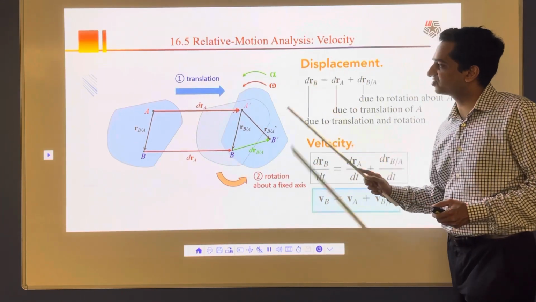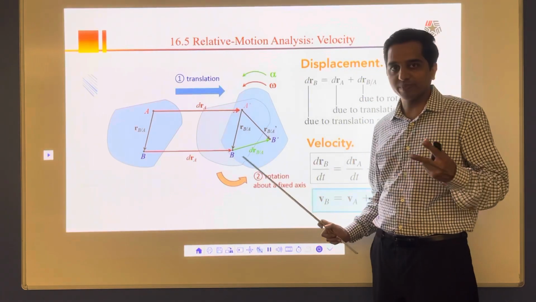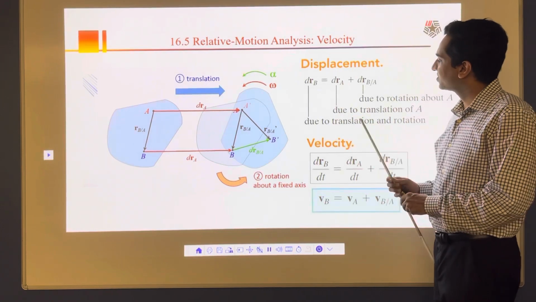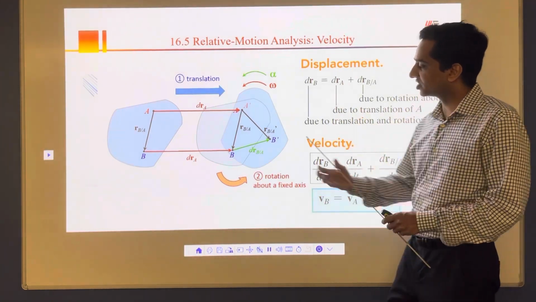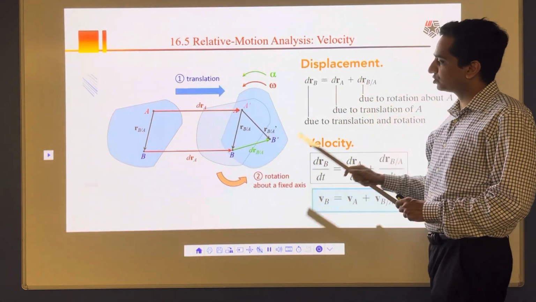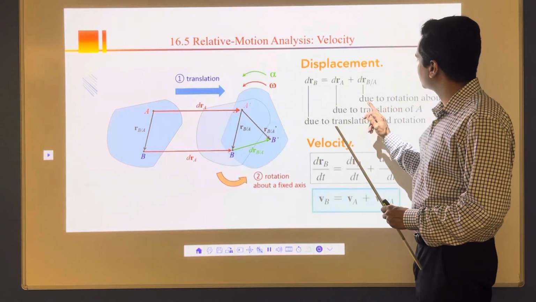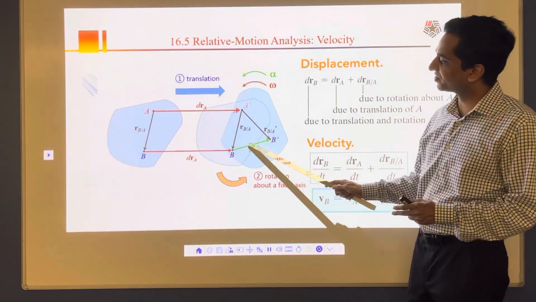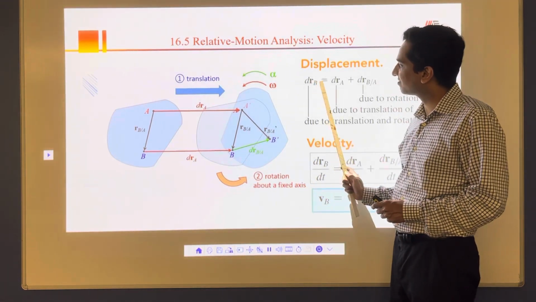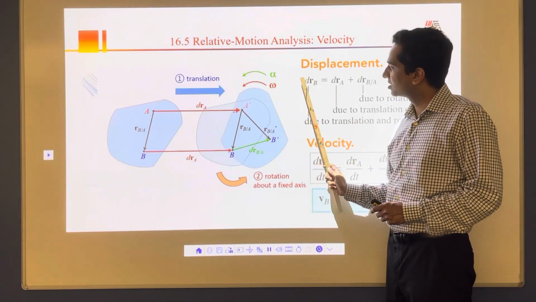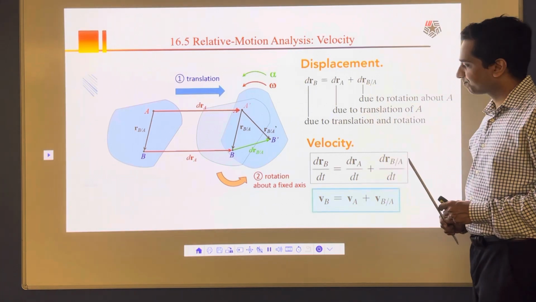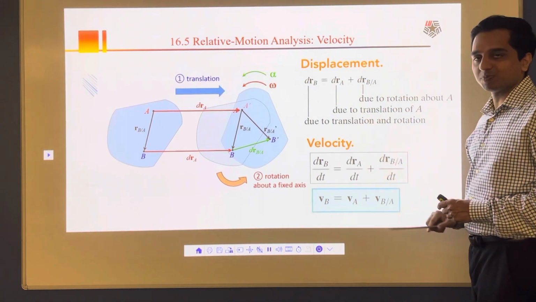So what I see here is that the displacement of B is a combination of two things, dra plus drb by A. Here dra represents translation, the straight line motion, and drb by A, the position of B with respect to A, is due to rotation about A. So that's step 1 translation and step 2 rotation, and that's how I can write the displacement of point B as drb equals dra plus drb by A.